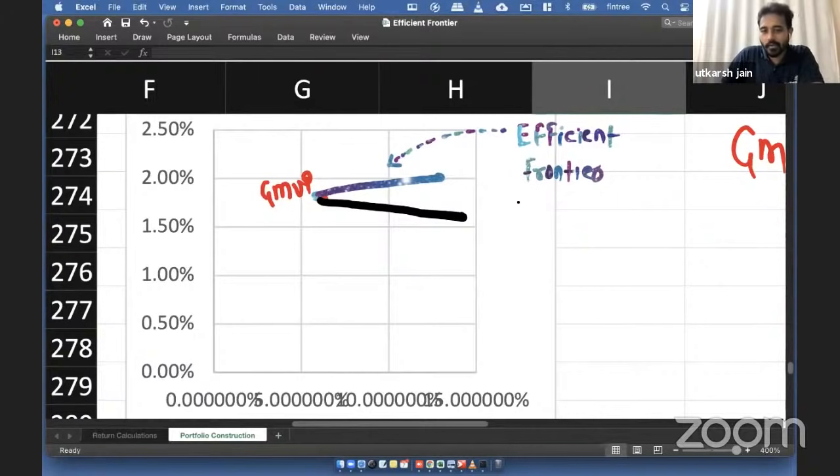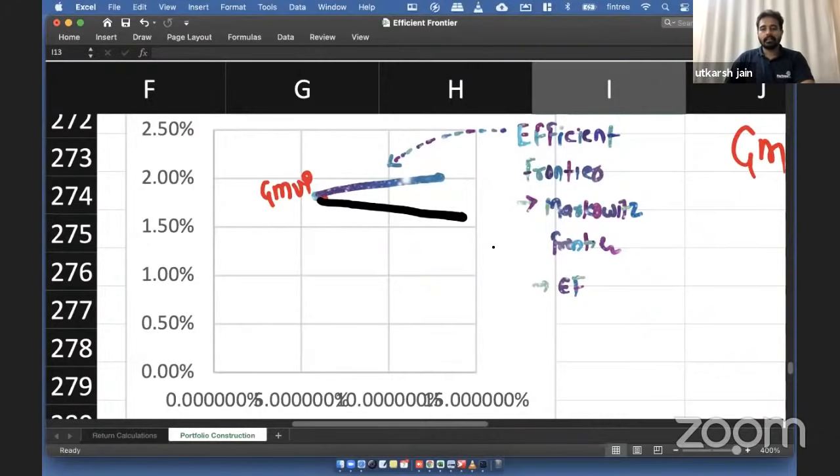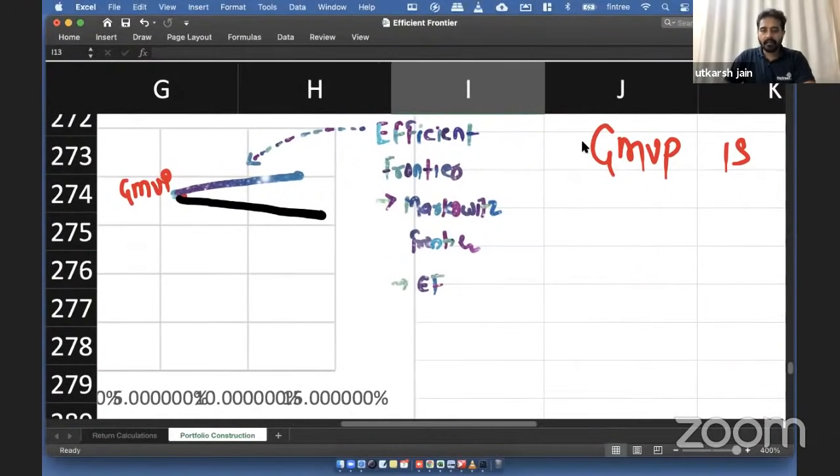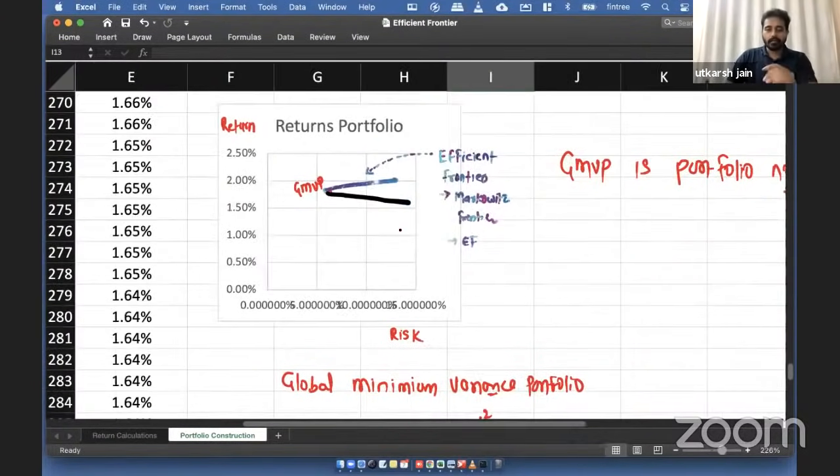Thank you, Ayush. He's right, Ayush is right. It's also called the Markowitz frontier because he built it. So it's the Markowitz frontier. And going forward, I might simply refer to this as the EF. Okay, so we simply call this the EF. Neha, it would always be concave. It will always be bullet shaped for a certain reason. We'll go there. Okay, step by step.